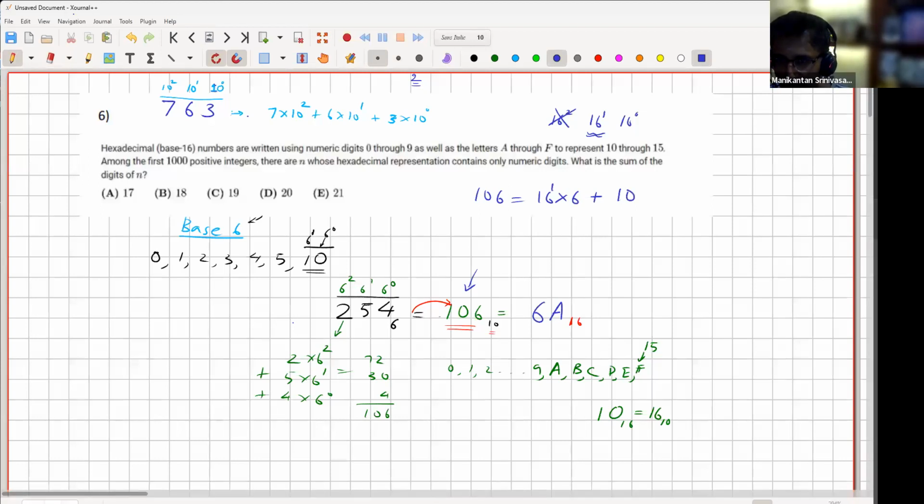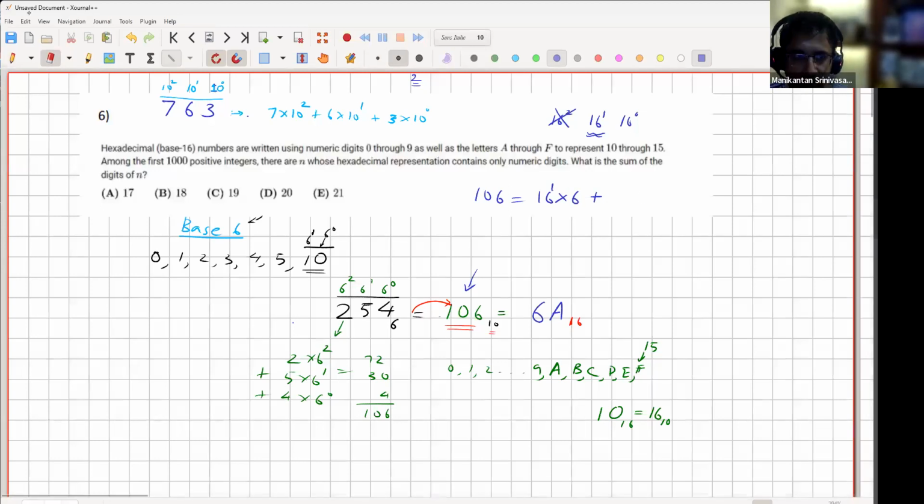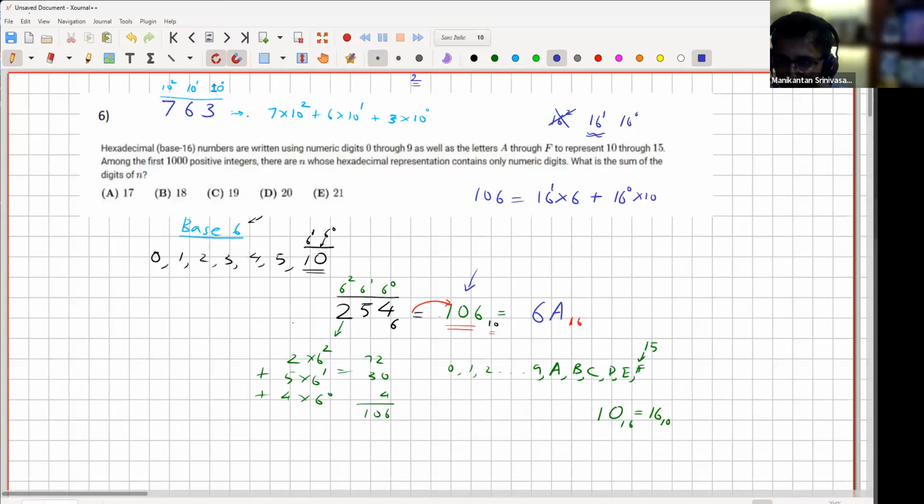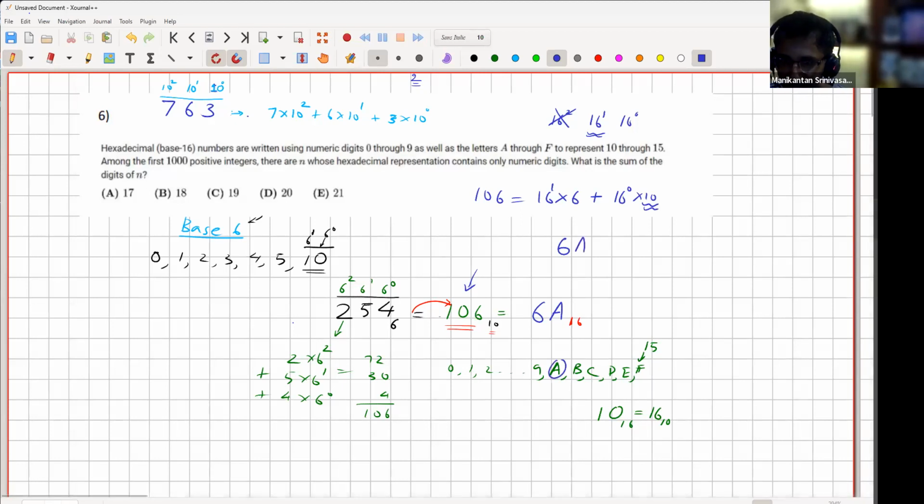So this is 16 power 0 times 10. In the units place, we have 10. In the 16th place, I'm not saying 10th place, I'm saying 16th place, I have 6. So the number is 6, and whatever is called 10 is A, as we just saw. So 6A is the number.